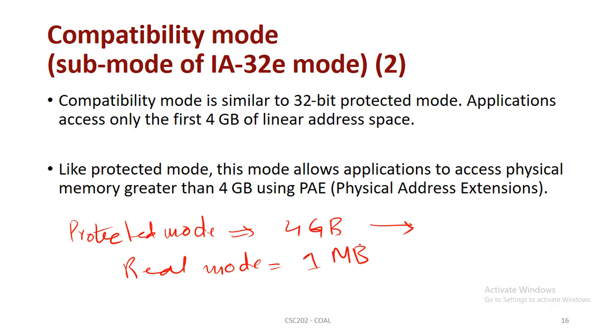So if your microprocessor is running in compatibility mode, the application can access only the first 4 GB of linear address space. We'll see what a linear address space is in the next lecture. And yes, we'll see physical address extension also. If we want to go beyond the 4 GB capping of protected mode, we'll have to use the physical address extension technique. Both of these terminologies, linear address space and physical address extension, we'll see in the next lecture, or probably in the lecture after.